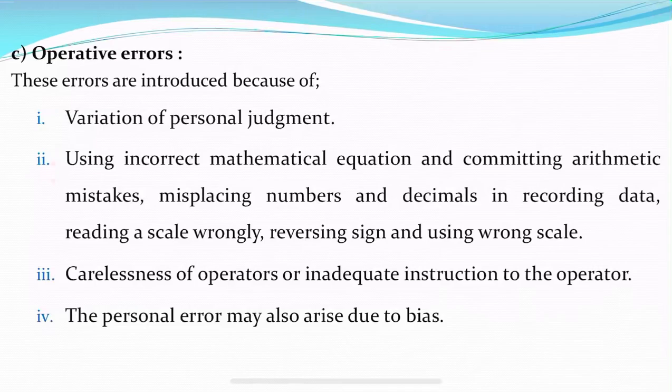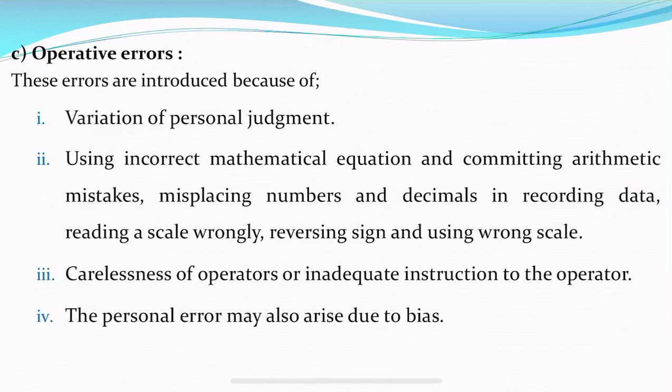And the next way how the operative errors could be introduced is using incorrect mathematical equations and committing arithmetic mistakes, misplacing numbers and decimals. Yes, sometimes while writing it down, we may misplace the numbers and decimals in recording data, reading a scale wrongly, reversing sign, and using a wrong scale. Okay, so all these things will introduce operative errors.